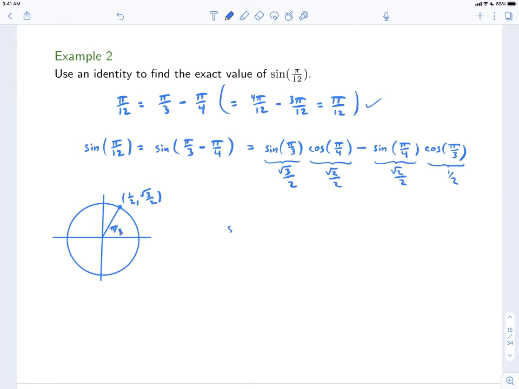So that tells us that sine of pi over 12 is equal to the square root of 3 over 2 times the square root of 2 over 2, which is the square root of 6 over 4, minus the square root of 2 over 4. We can just write those as one term if we want, like so. And there's your answer.